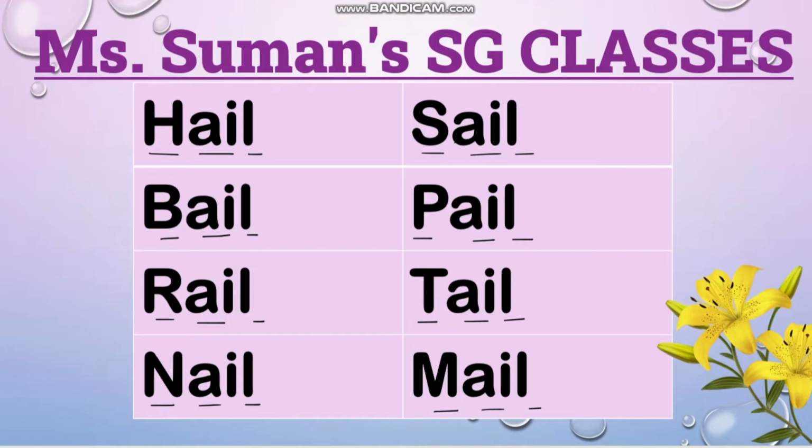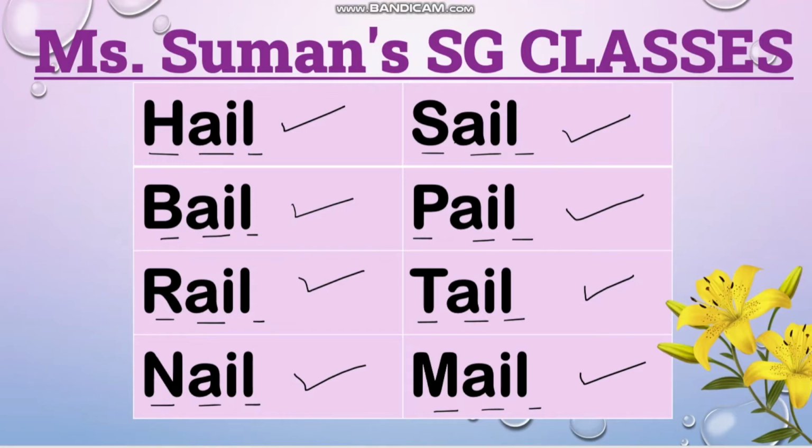Now let's try joining the sounds using our inner voice and read the word. Hail, bail, rail, nail, sail, pail, tail, mail. Very good job, guys.